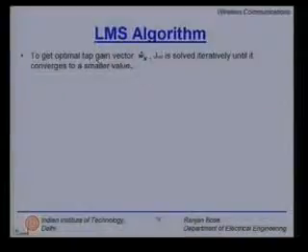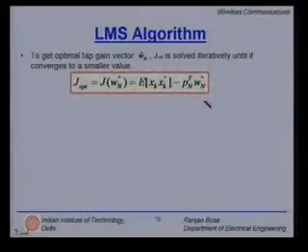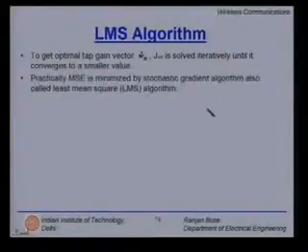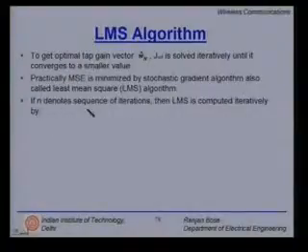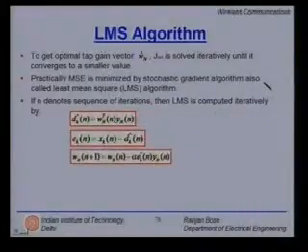So, to get an optimal tap gain vector w_n hat, J_opt is solved iteratively. That is where the recursive nature comes in, until it converges to a small value. This is what we are working with. Practically, MSE is minimized by the stochastic gradient algorithm, also called the least mean square LMS algorithm. If n denotes the sequence of iteration, then LMS is computed iteratively by the following equations. Today these are fairly standard, and you can get your weight vector by following them.